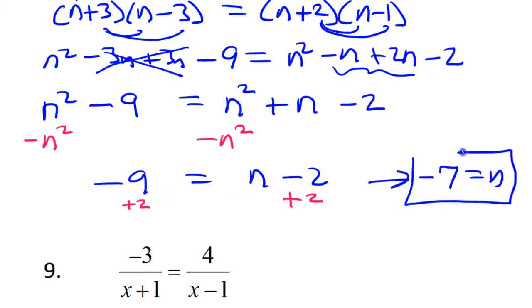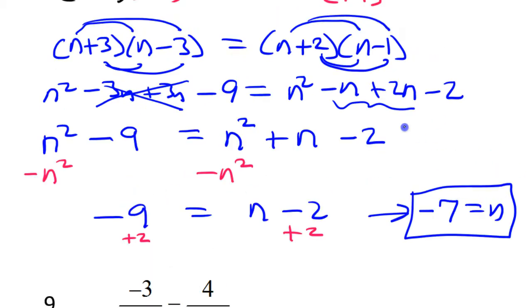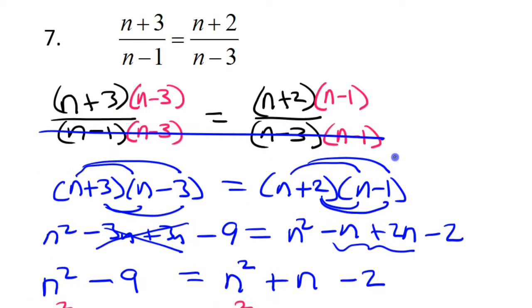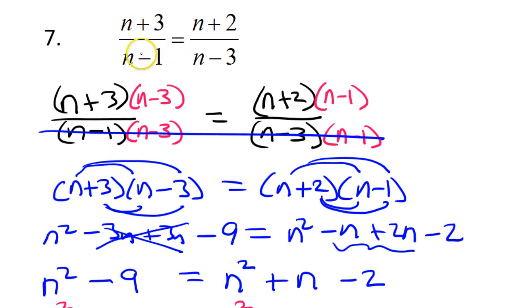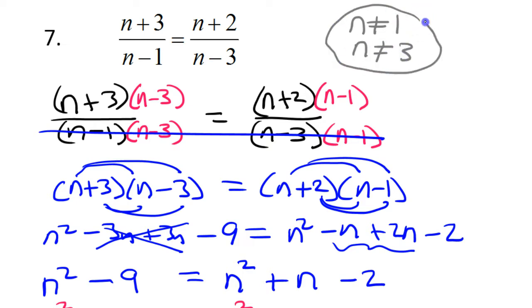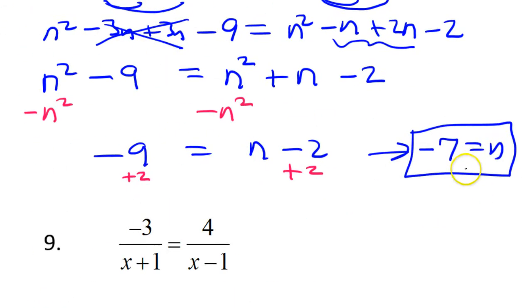And that is the final answer as long as that is not one of the excluded values. Looking back at the beginning, looking at the n minus 1, if I set that equal to 0 and solve, that tells me that n cannot equal positive 1. If I set n minus 3 equal to 0, that tells me n cannot equal positive 3. So these were my excluded values, 1 and 3. And this is not any of those, so we're okay. That's the solution.